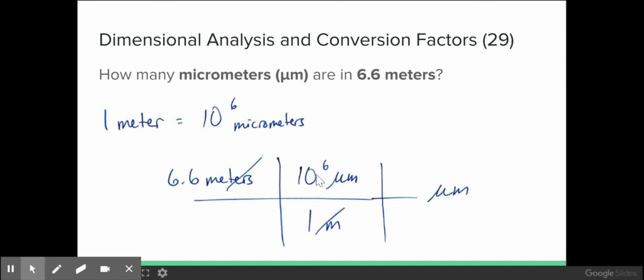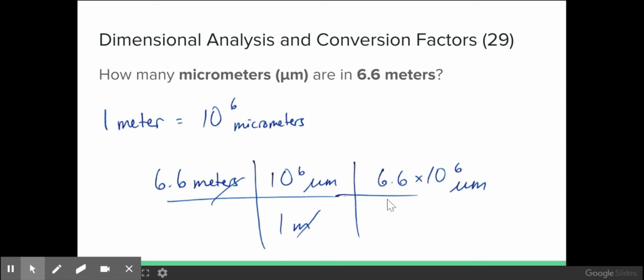Now again, just to remind you, this number, 10 to the 6 micrometers divided by 1 meter, is the same exact quantity. So I'm essentially multiplying by the number 1. But I'm taking 6.6 and I'm changing the unit that it's being expressed in. 6.6 times 10 to the 6th divided by 1. I can still do that math operation, but I don't necessarily need to, because I know that that's not going to change my answer. That's going to give me 6.6 times 10 to the 6th micrometers as my final answer.